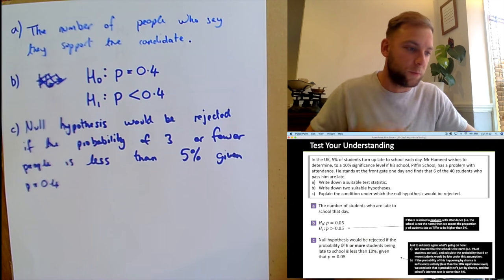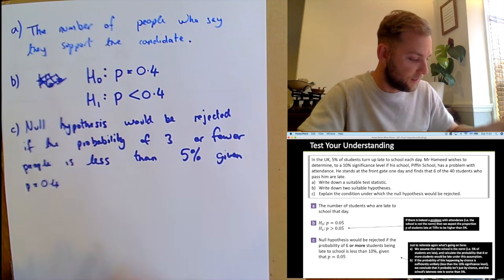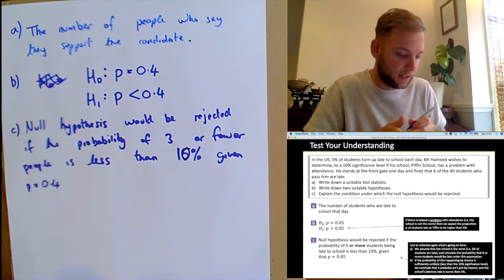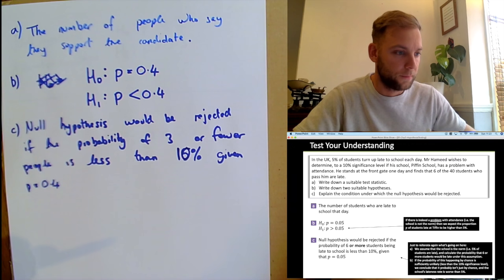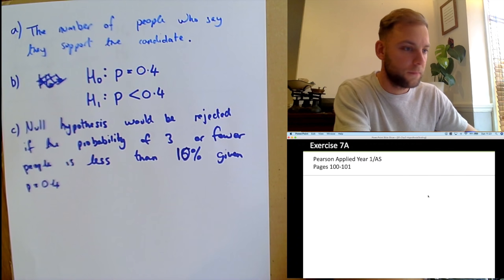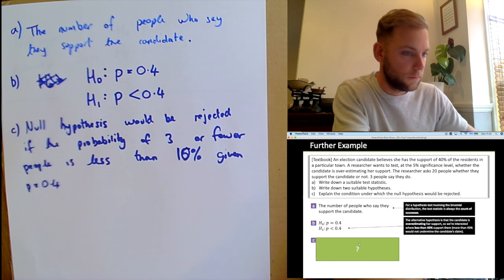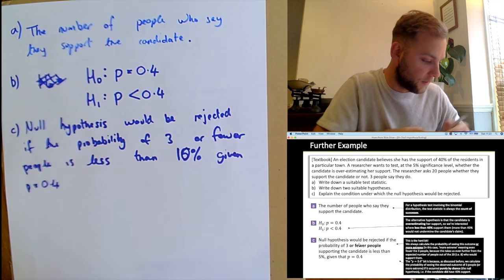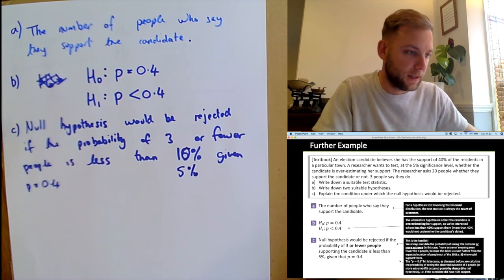So the null hypothesis will be rejected if the probability of 6 or more students being late to school is less than 10%. Oh, sorry, it's a 10% significance level. So less than 10% given the probability is equal to 0.05. Super. Oh, sorry, that's a different question. No, I was right, 5%. Super. Okay.